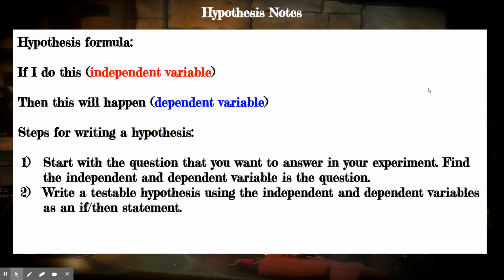Then we're going to write a testable hypothesis. Can we test it? Is it testable? Yes, we can test if a plant is going to grow in front of a window or in a closet. All right.